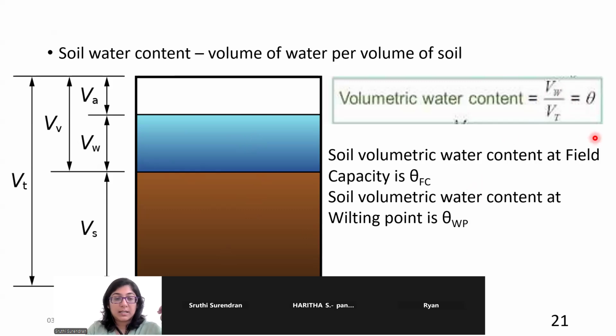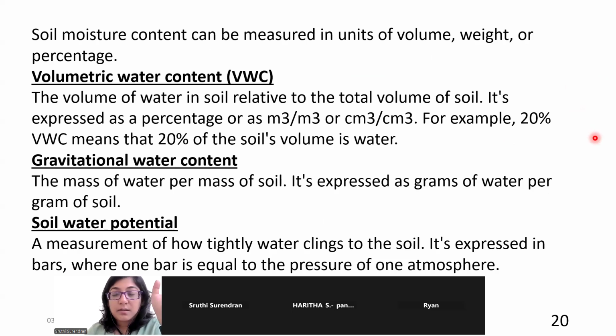Now, soil water content at field capacity is called the field capacity, and soil volumetric water content at wilting point is called the wilting point. Water content can be expressed not only as the quantity of volume but also as its mass, in terms of its pressure and everything. But since we will be majorly using volumetric water content, I'll be only talking about that.